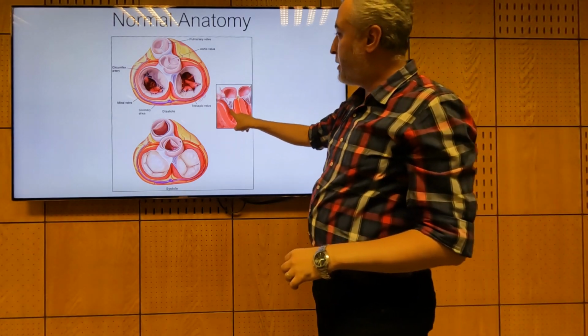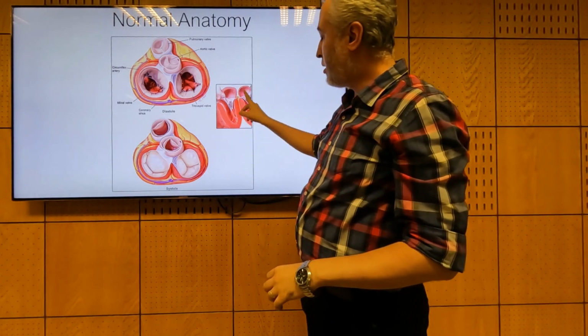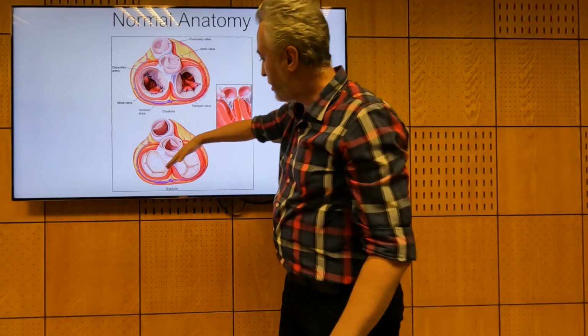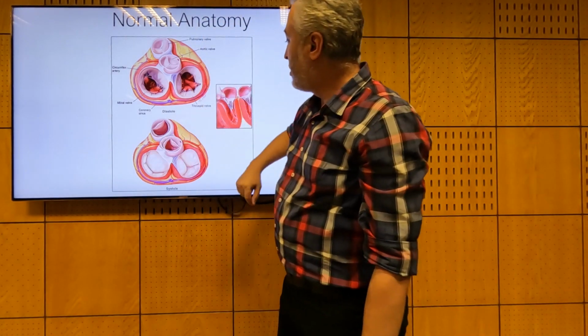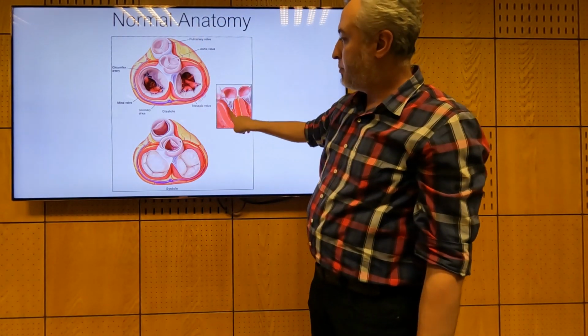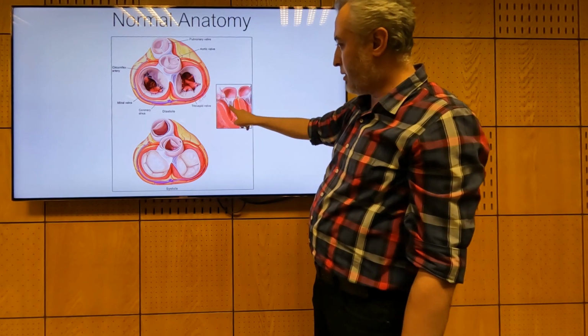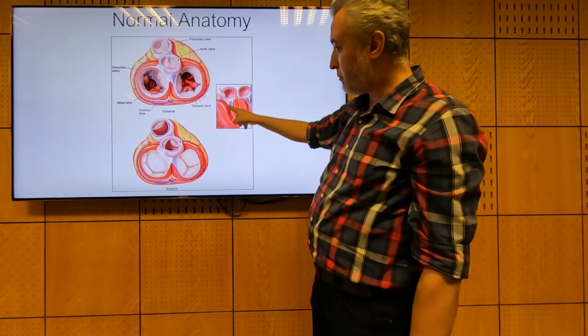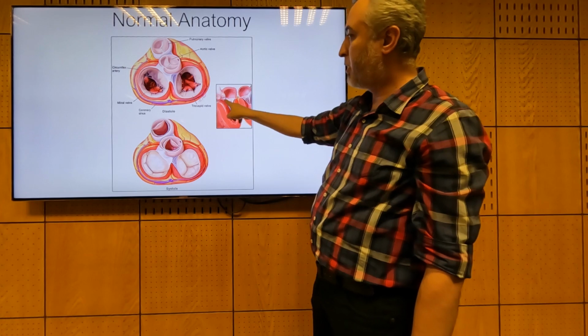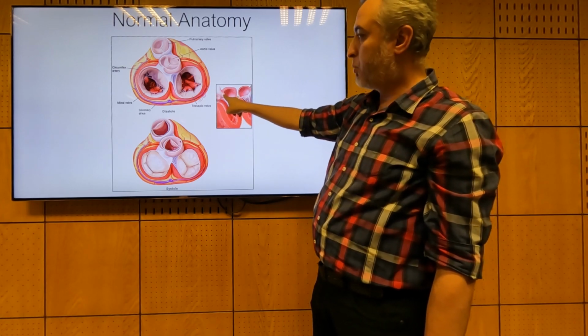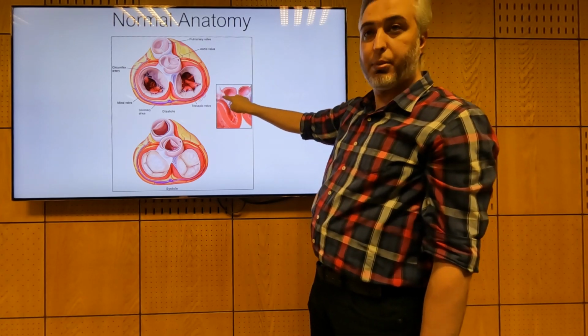And here you can see a cut section, like a three-chamber view, into the left atrium, left ventricle, LVOT, and aorta. You can see this is the anterior mitral leaflet, with direct continuity between the anterior mitral leaflet and the aortic valve, with no muscle in between.